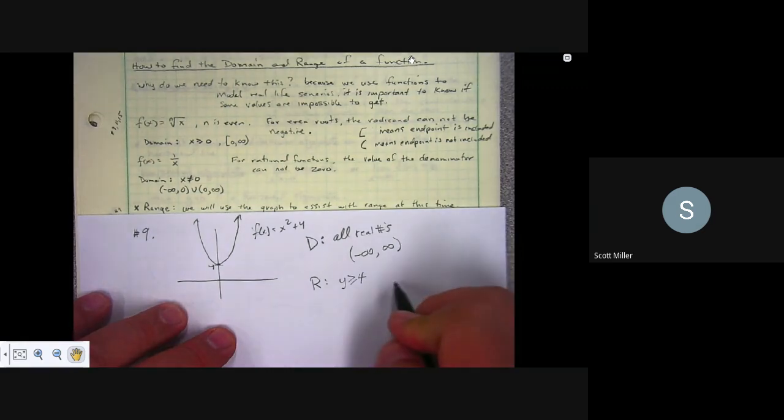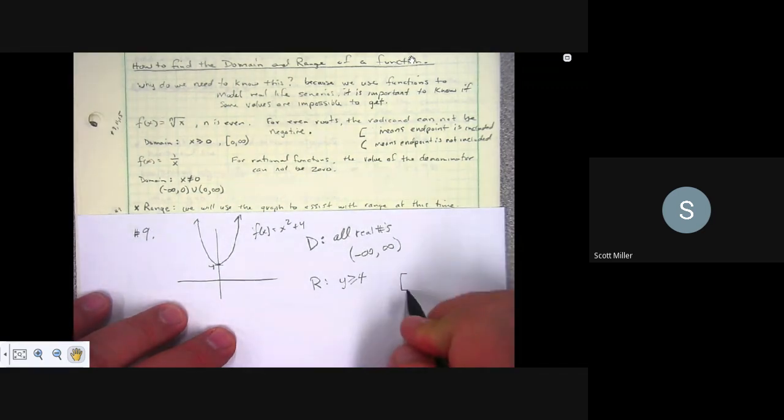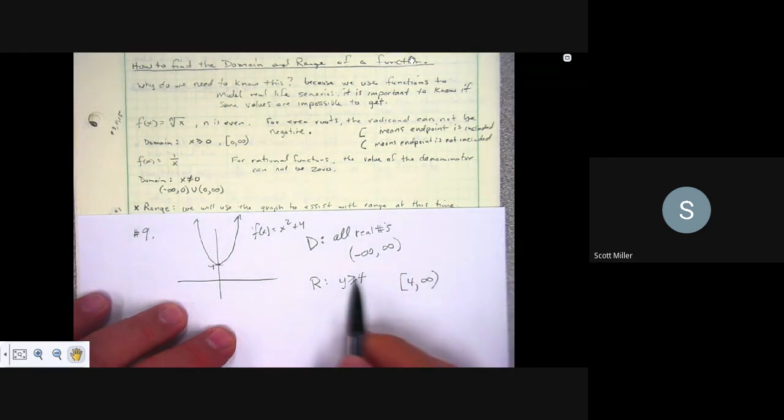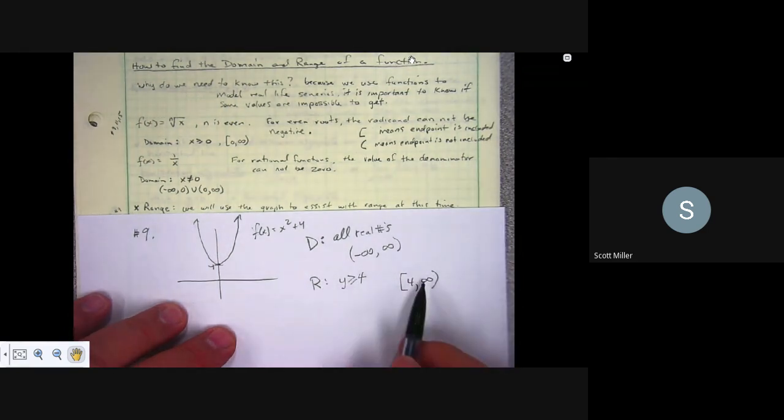You can do it in interval notation. 4 is included, all the way up forever. So these two things are exactly the same. We will explore this in many more examples as we move along, but that's the idea right now.